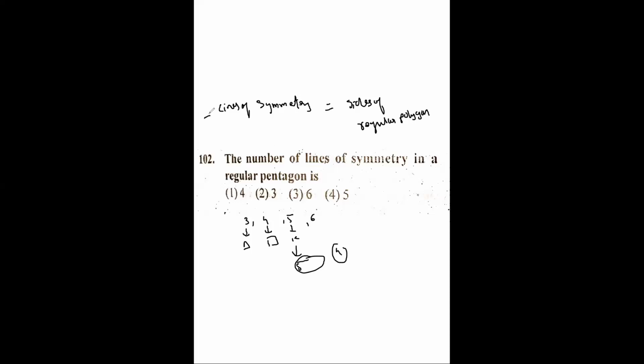So you need to remember this theorem. Lines of symmetry in a regular polygon is equal to the sides of the regular polygon.